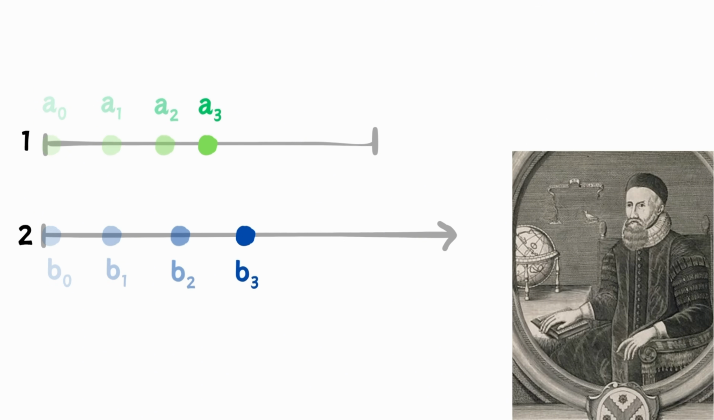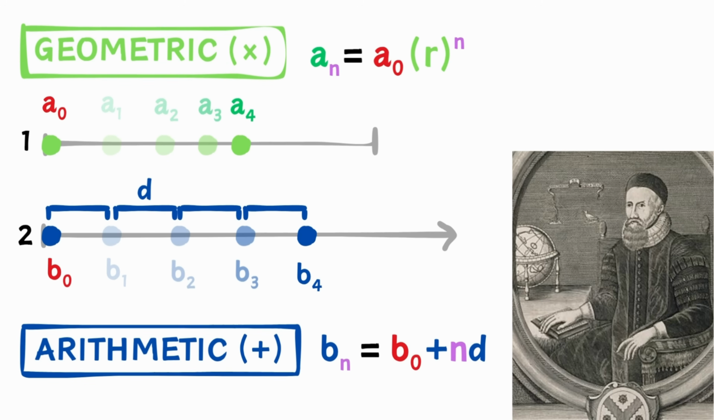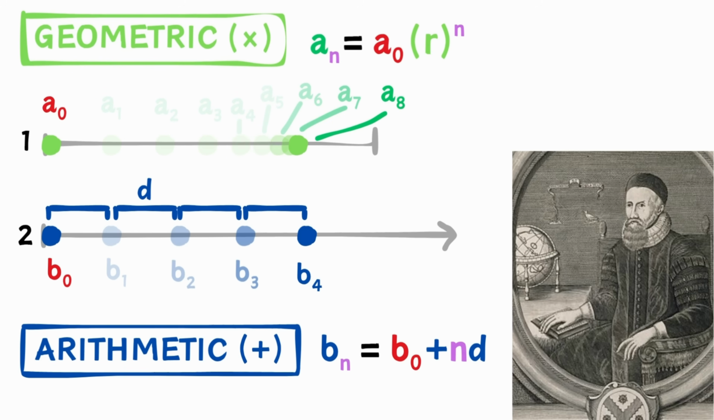Both lines have a particle on them that begin by traveling at the same speed. But as they move along, particle 1 slows at a rate proportional to its current position. Think of this like a decreasing geometric series. Particle 2 continues traveling at a constant rate, which you can think of as an arithmetic series. Notice neither particle will arrive at its destination. Particle 1 slows infinitely, and line 2 has no end.